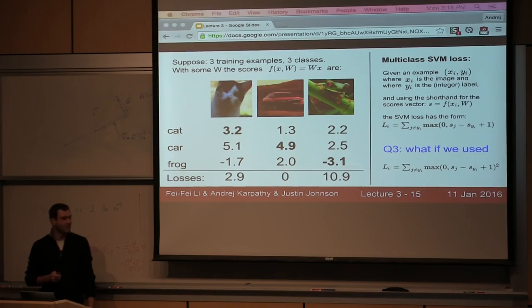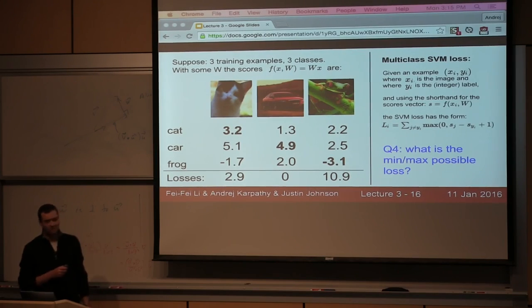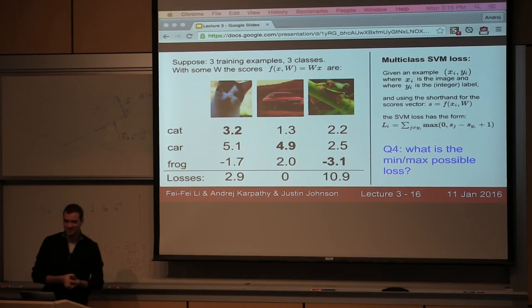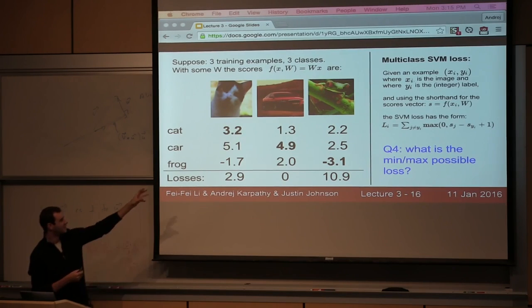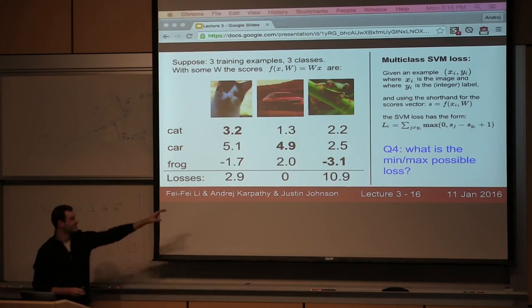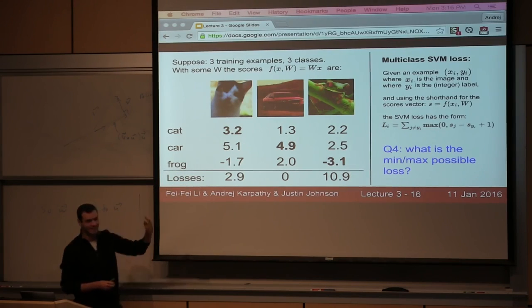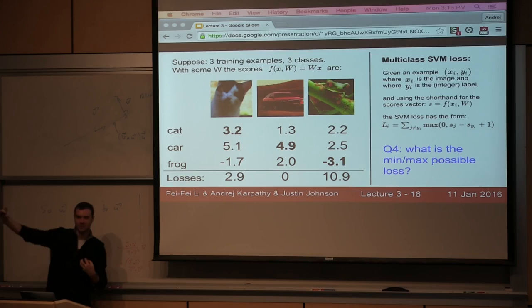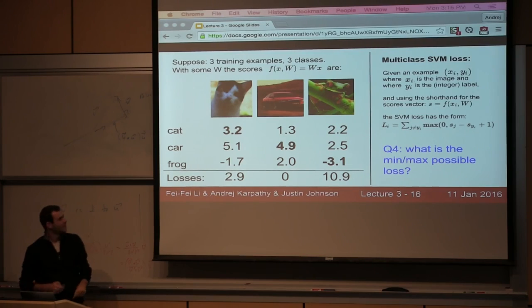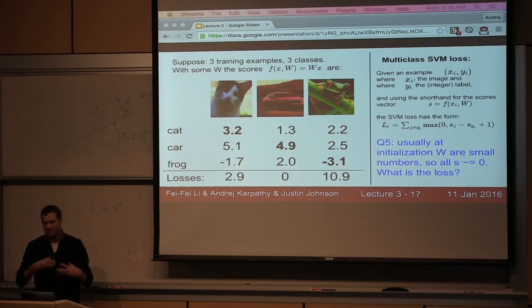Let's also think about the scale of this loss. What is the min and the max possible loss that you can achieve with the multi-class SVM on your entire data set? What is the smallest value? 0, good. What is the highest value? Yeah, it's infinite, right. So basically, these scores could be arbitrarily terrible. If your assigned score to the correct example is very, very small, then your loss is going to go to infinity.